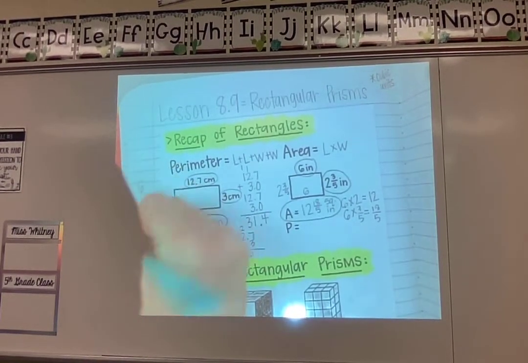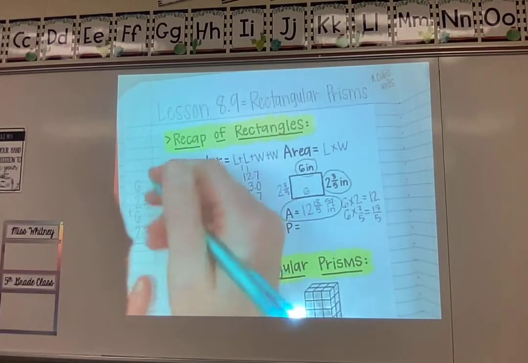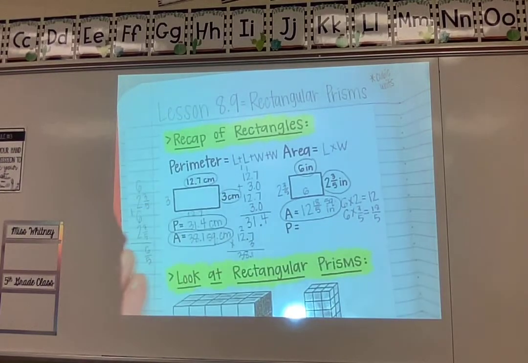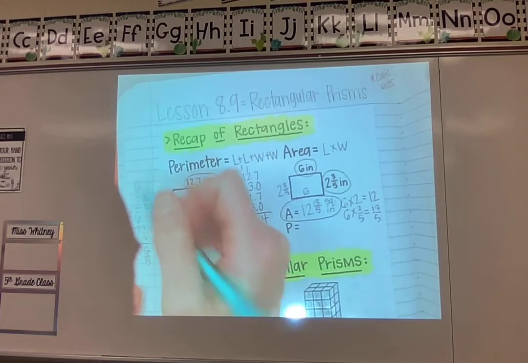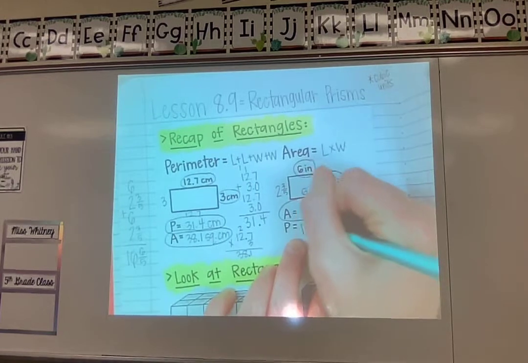Adding all that up to get the perimeter, starting on my fraction side first. 3/5 and 3/5 is 6/5. Remember, I'm letting you leave it improper today so it can stay like that. And then 6, 2, 6, and 2, that would be 16. So 16 and 6/5 is my perimeter.